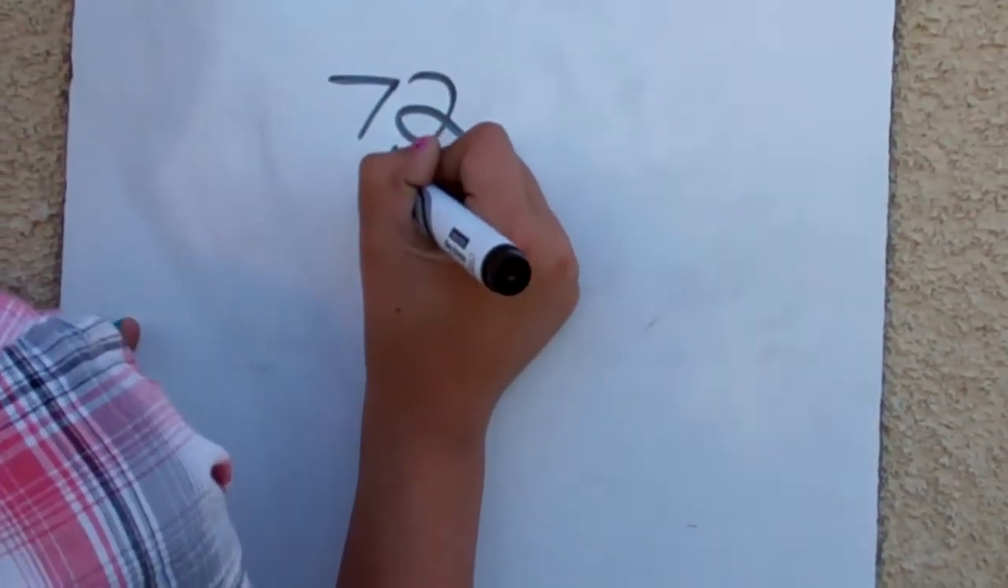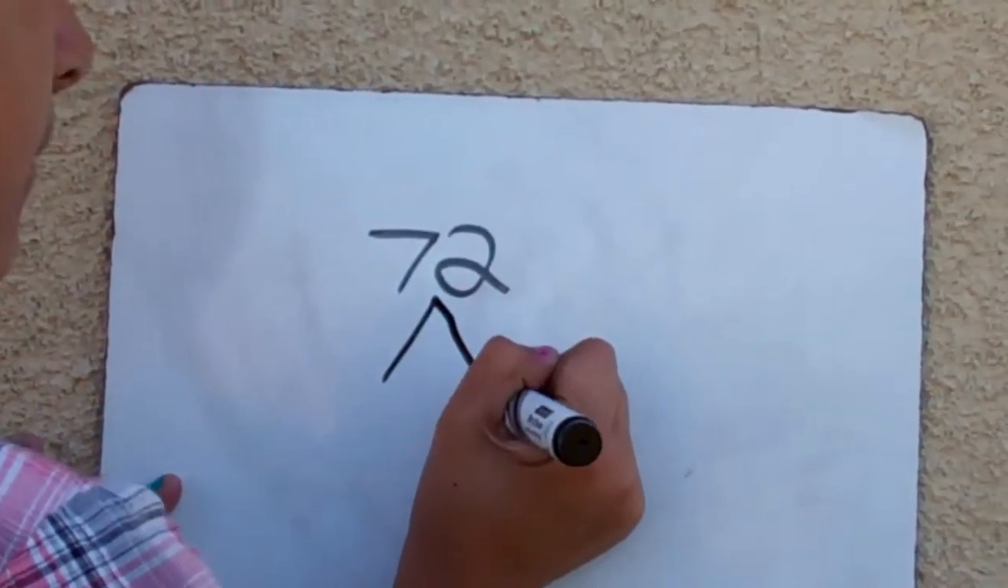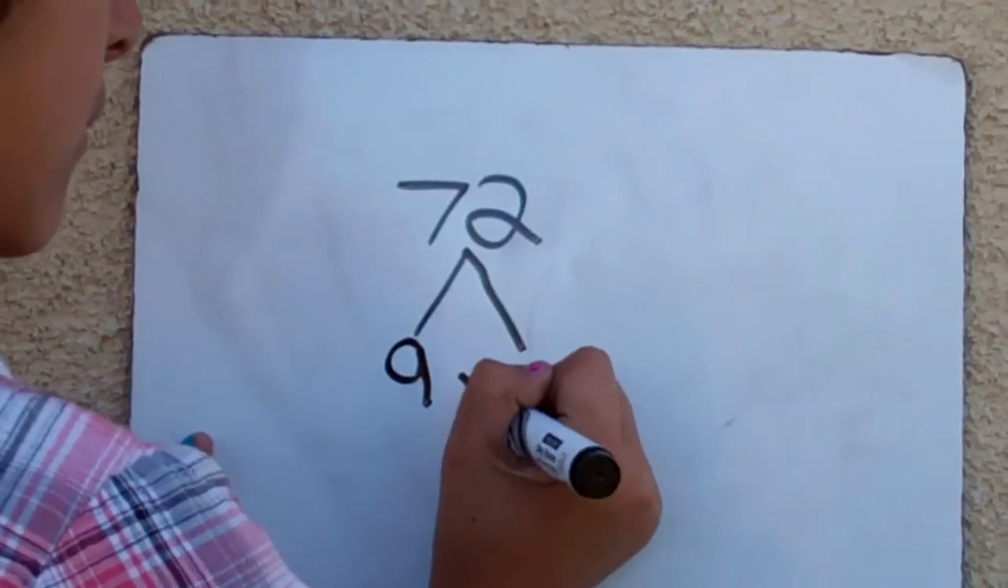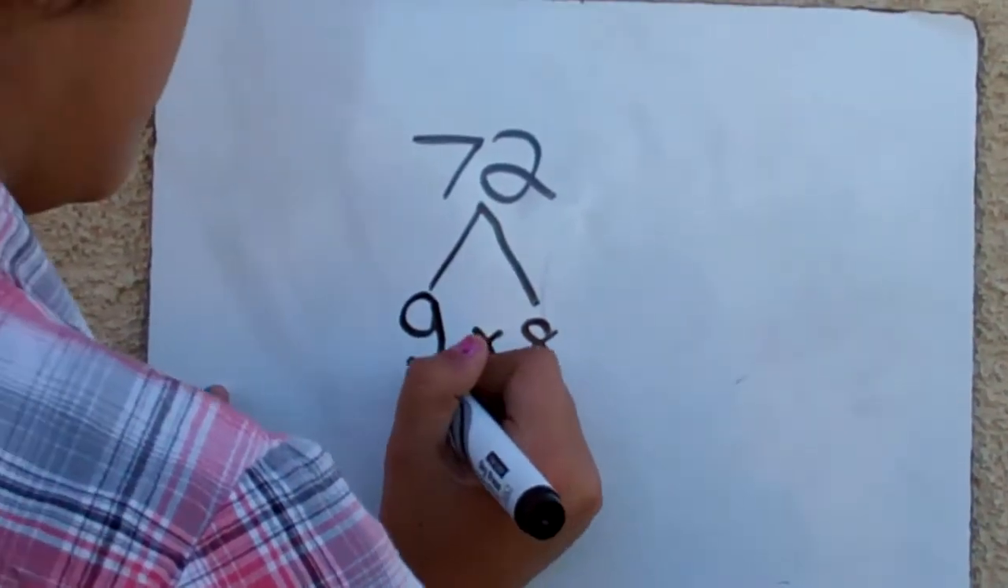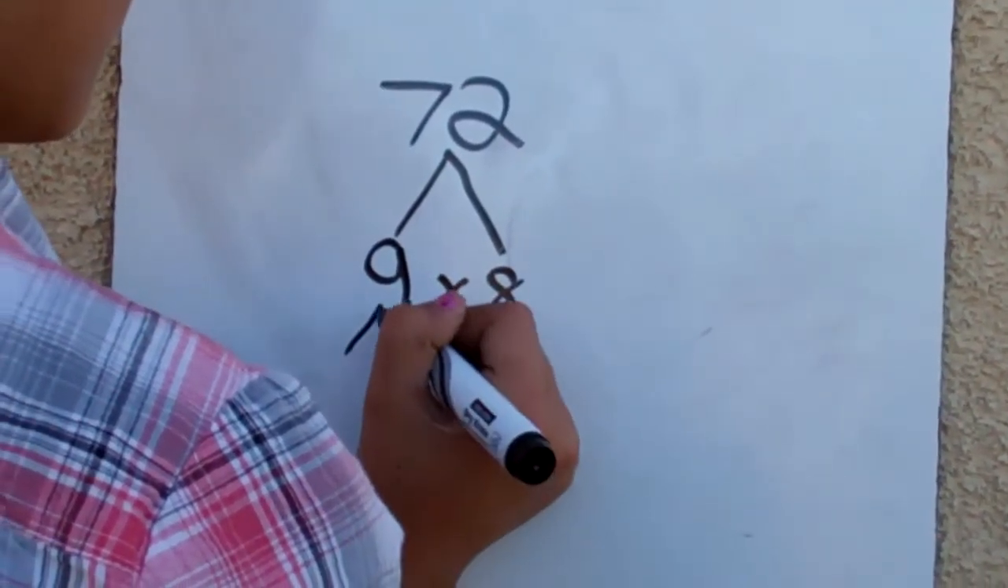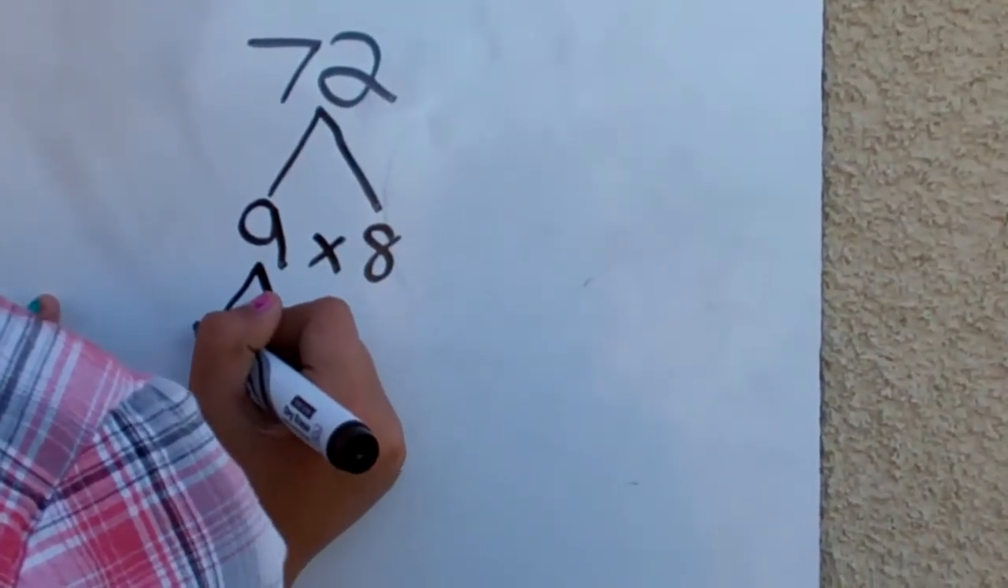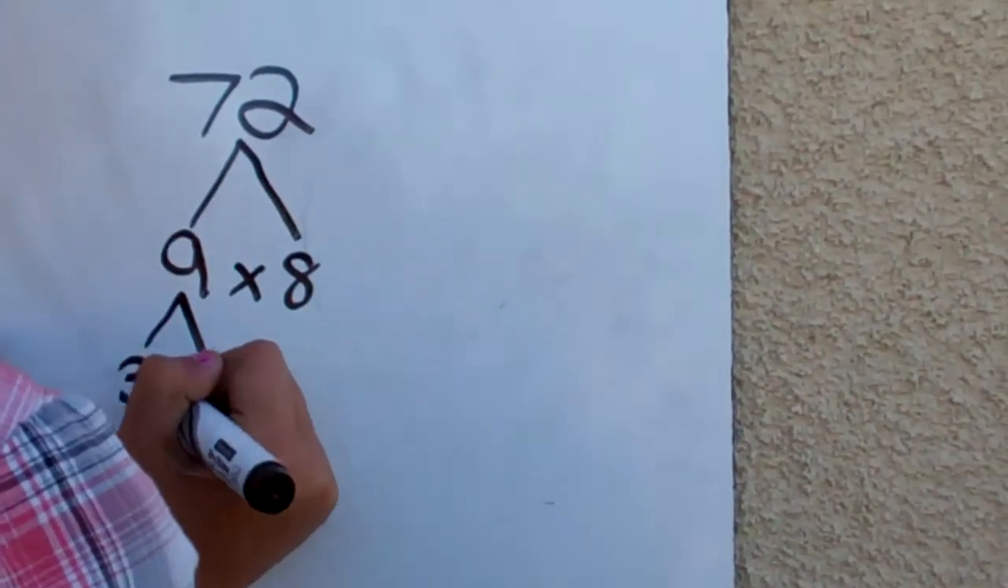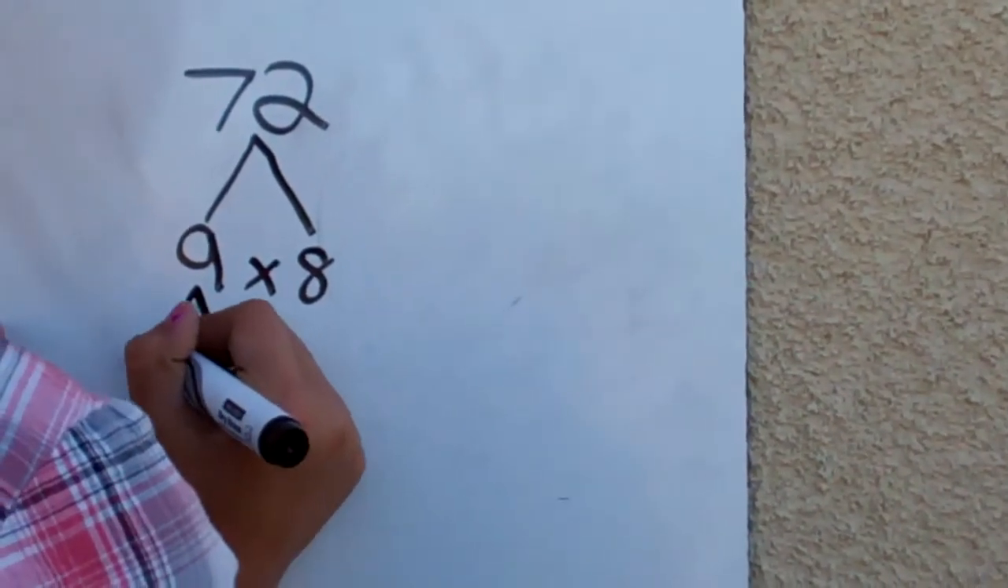We need to find two factors from the multiplication chart, which is 9 times 8. We need to check if either of them is a prime number, but they're not. So you need to put another branch under the number 9, and then put 3 times 3. They're both prime numbers, so you need to circle them.